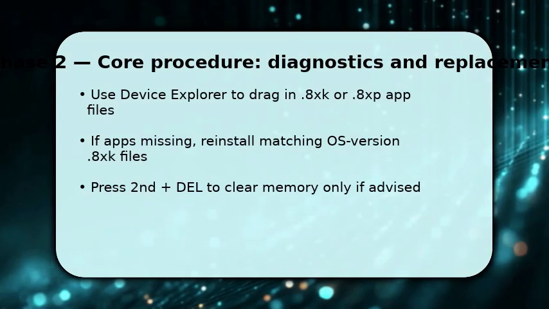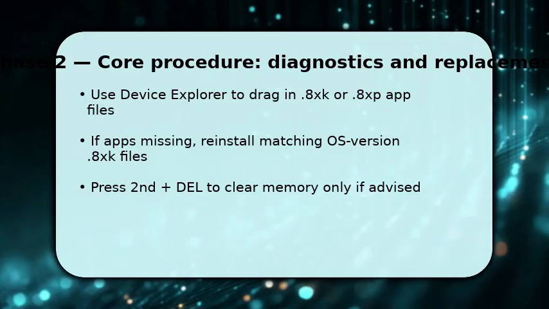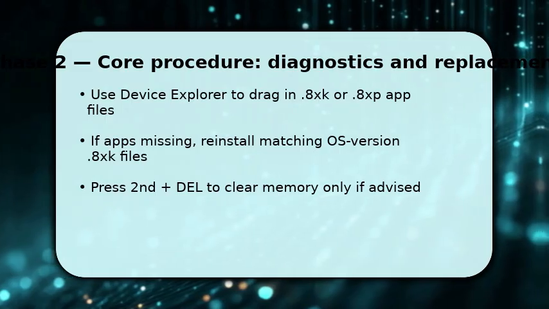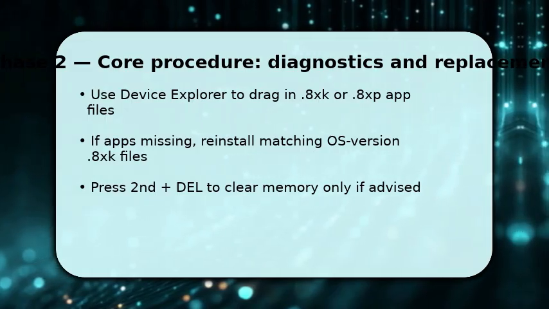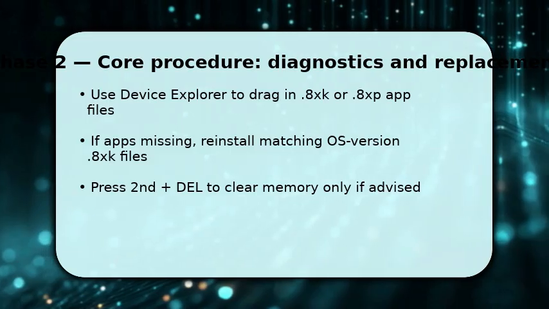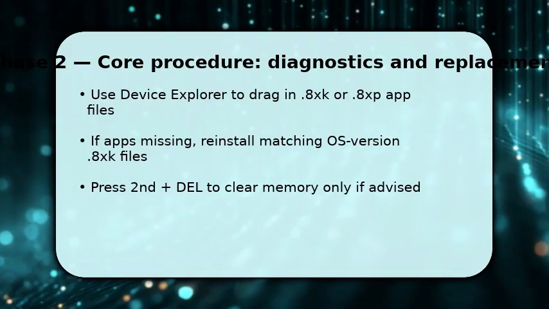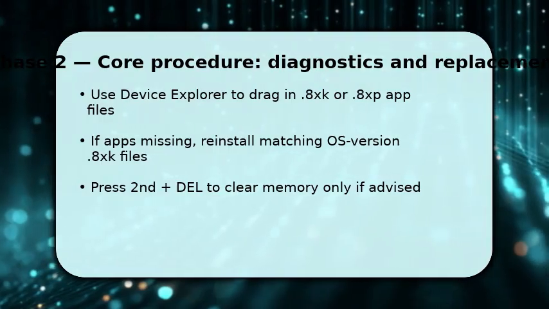In TI Connect's Device Explorer, drag the correct 8xk or 8xb files into the calculator. Choose files that match your OS to avoid conflicts. If an app previously existed but disappeared, reinstall the exact version. Mismatched versions can fail silently.